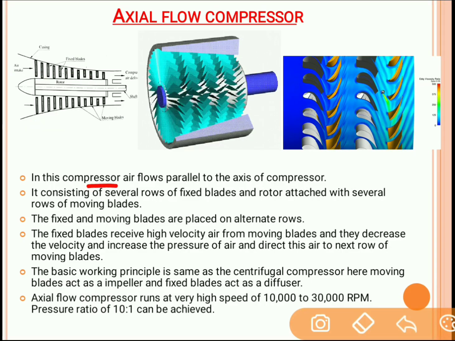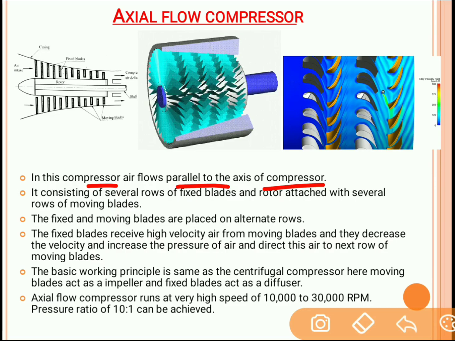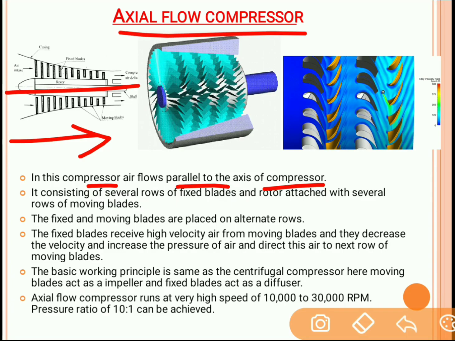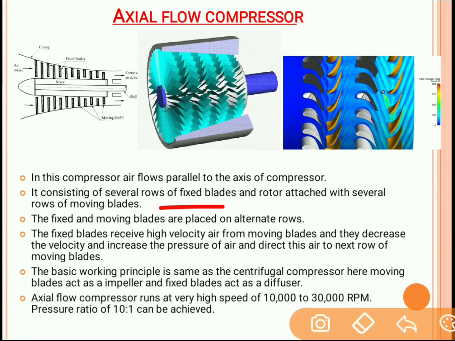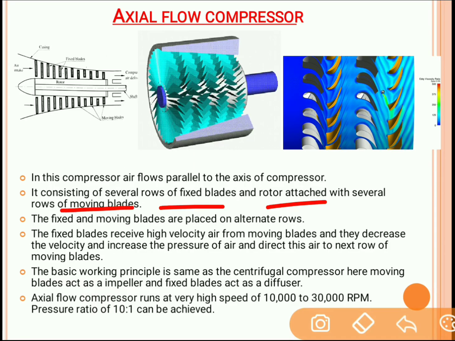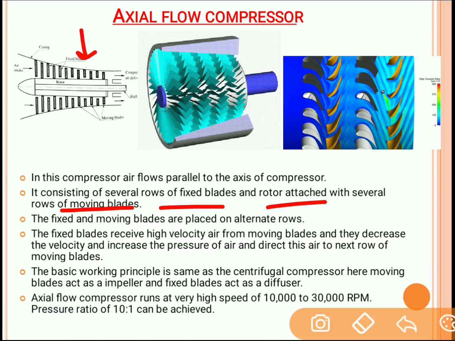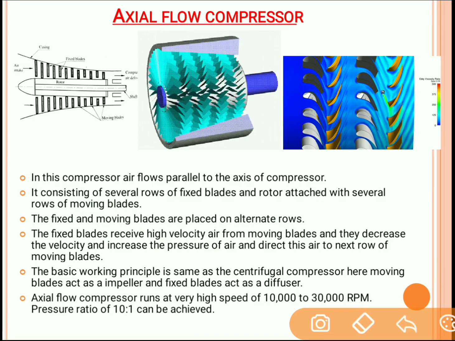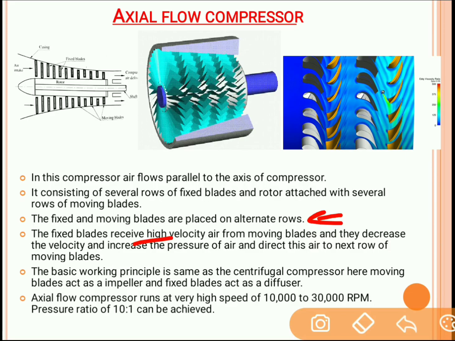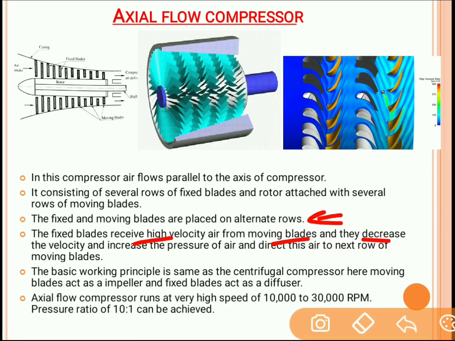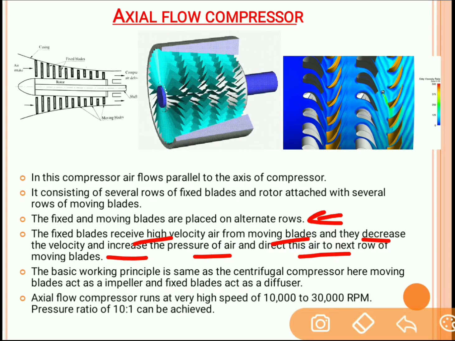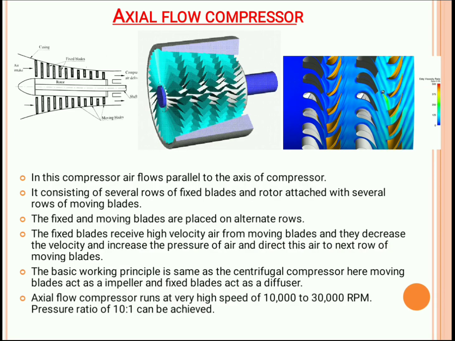In this compressor, air flows parallel to the axis of the compressor. So in this case, the flow of air takes place parallel to the axis. That's why it is considered an axial flow compressor. It consists of a series of rows of fixed blades and the rotor, which has rows of moving blades attached. So fixed blades are attached to the casing and moving blades are attached to the rotor. The fixed blades and moving blades are placed in alternate rows. The fixed blade receives high velocity air from the moving blades, and this reduces the velocity and increases the pressure of air. Because of this, the air will now pass to the next row of moving blades.